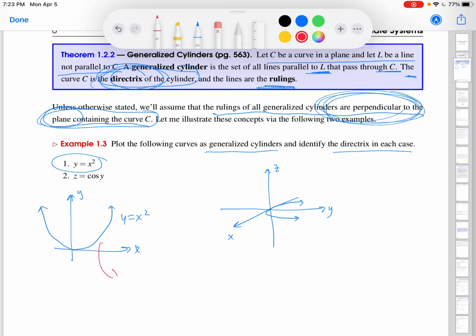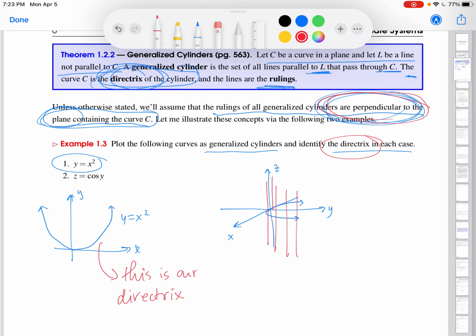So this is our directrix. Okay, so we've identified the directrix. And then we're going to plot the generalized cylinder that we obtain from here. As I've been saying, I will only ask in this course about rulings perpendicular to the plane containing the curve. So that's perpendicular to the xy plane.